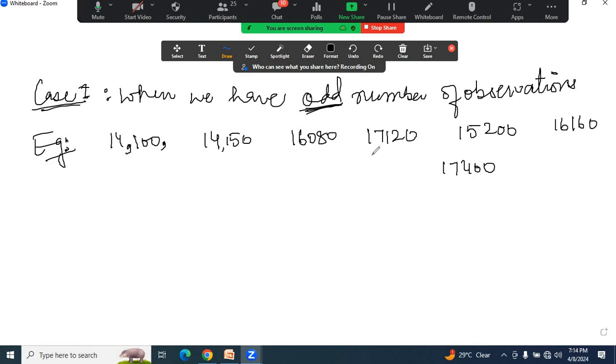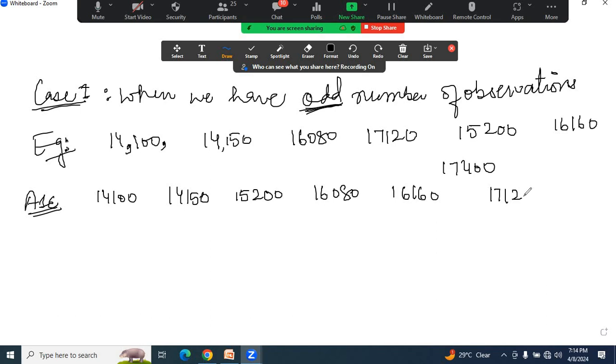So I see my data is not arranged in ascending or descending order. So before starting my calculation I need to arrange my data. Ascending order is 14,100, then 14,150, then 15,200, then 16,080, then 16,160, then 17,120, then 17,400. I've arranged the data. Now how many workers are there? 7, and 7 is an odd number.